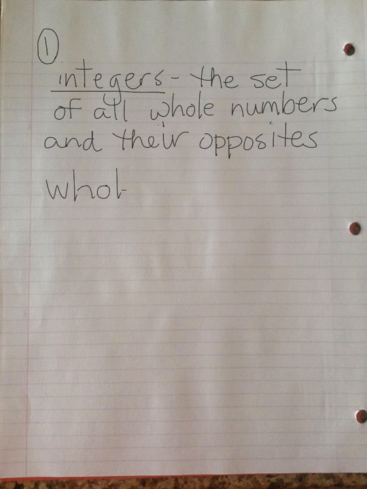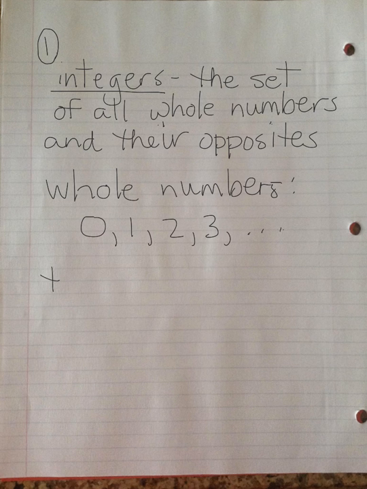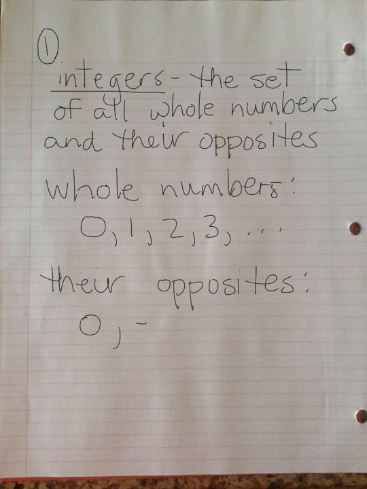And so then we're going to write down some examples of whole numbers. Whole numbers would be 0, 1, 2, 3, and so on. They could go on indefinitely. And then their opposites, which we'll talk about more in this lesson, are going to be 0, -1, -2, -3, and so on. And those can continue indefinitely as well. So that is what you should have in box number 1.